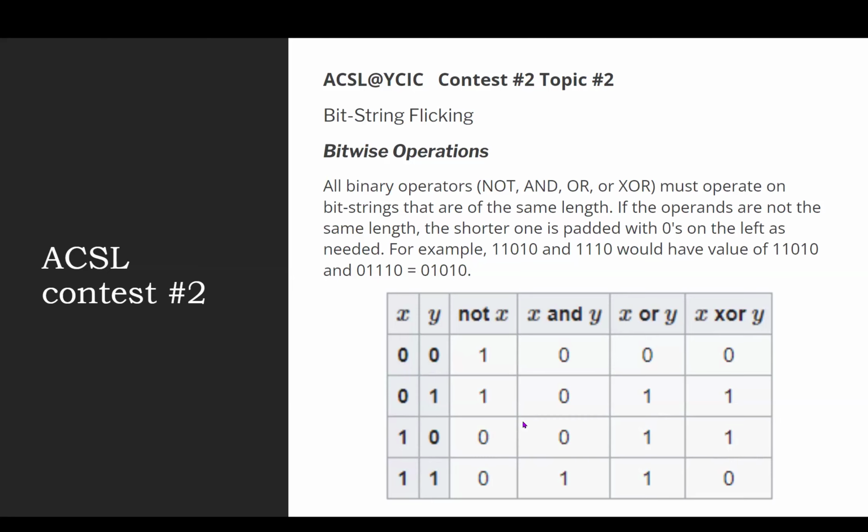But x or y is 1 because one of them is already 1, and or means that you can have just one or 2, or both can be 1. And x XOR y is 1 because they're different values. If they were the same values, for example, if x was 1 and y was 1, then it'd be 0 because they're the same values.